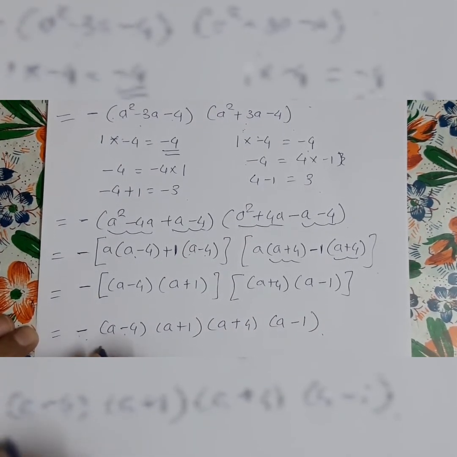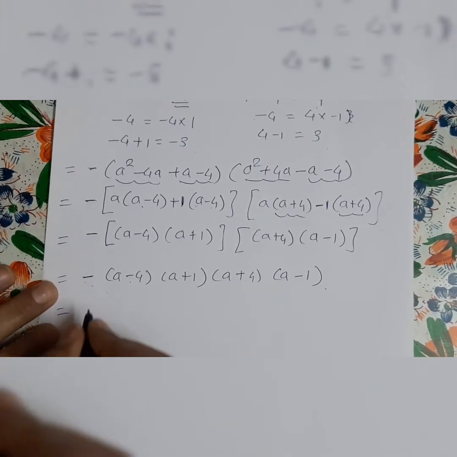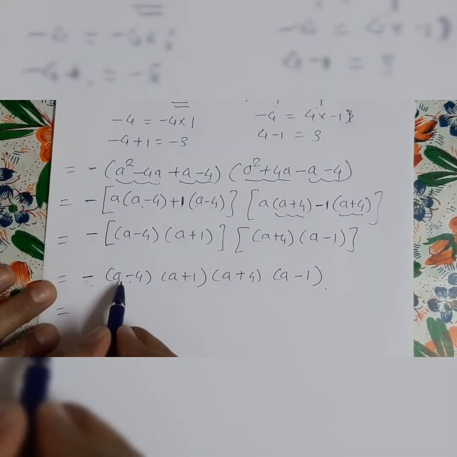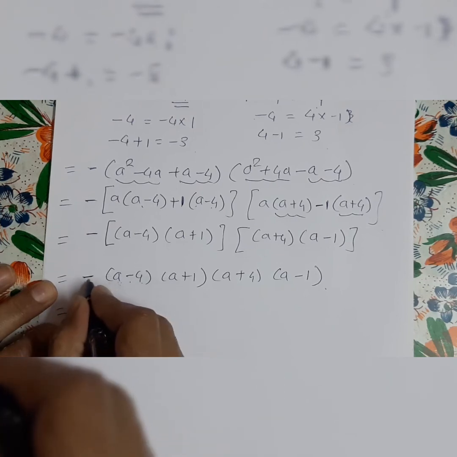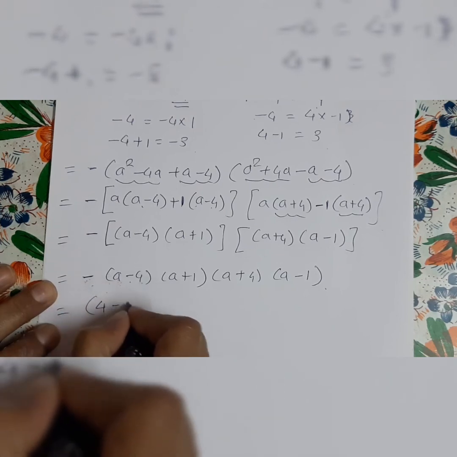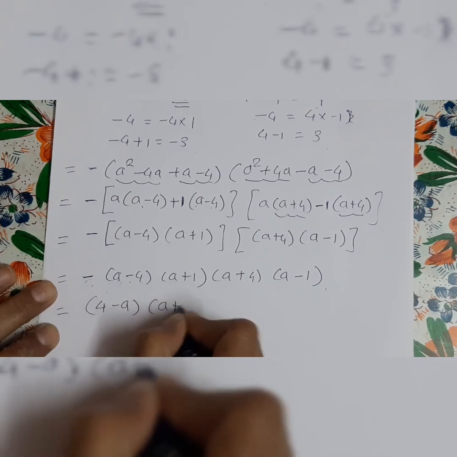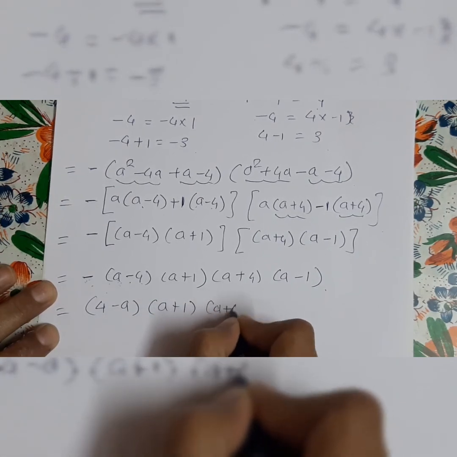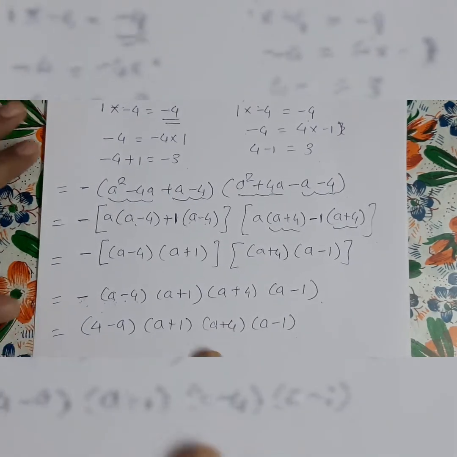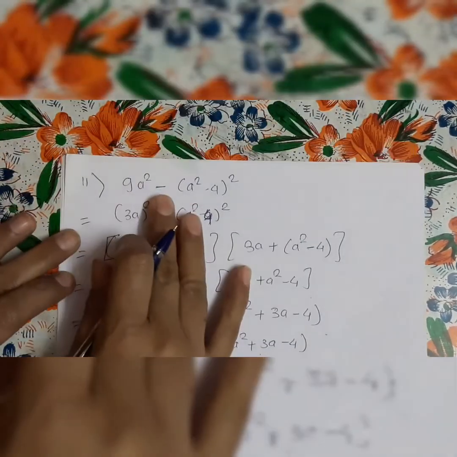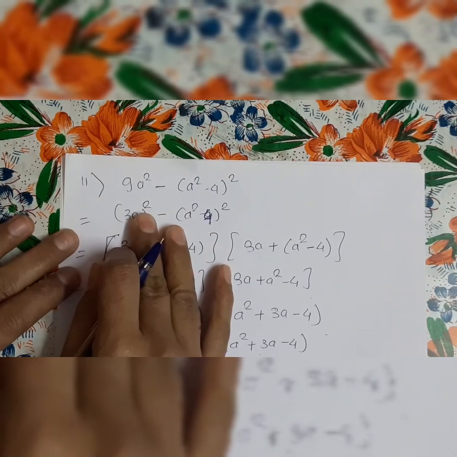This minus sign, if you keep it as it is, then also it will be okay. Or if you multiply only with the first bracket, then its sequence will change. It is minus a plus 4, so I will write 4 minus a. It is (4 minus a) into (a plus 1) into (a plus 4) into (a minus 1). And these are the factors of this given algebraic expression.